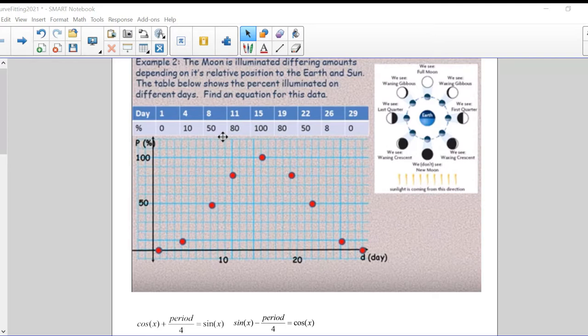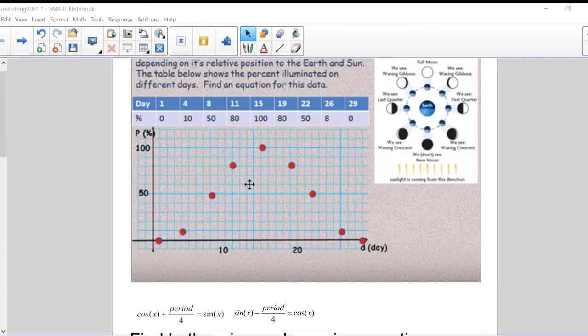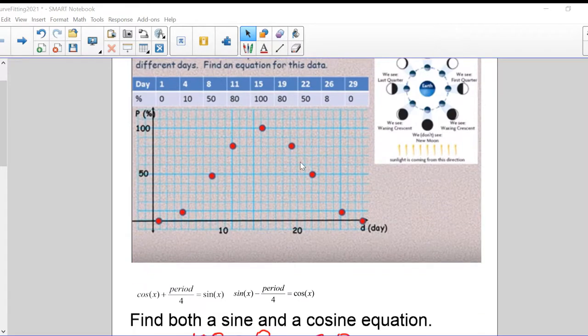Right? We have a model. We have an equation that's supposed to model how the moon's illumination is changing as the days pass. But when we collected the data, we didn't have anything for day 6. We collected on day 1, day 4, day 8, day 11. We don't have any information for day 6. Can the model help us to predict what it should be on day 6?